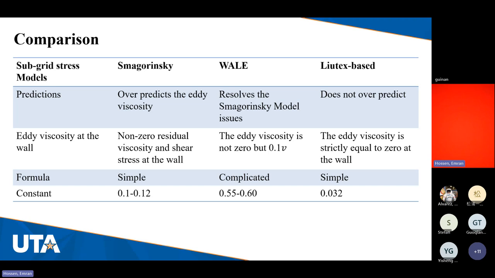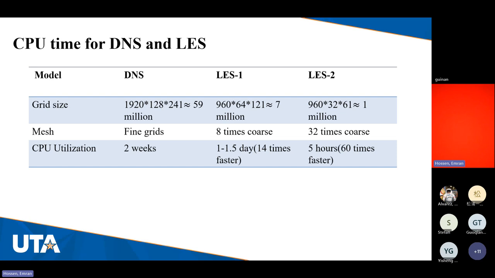If you compare the formulas, the Smagorinsky model is simple, the wall model is complicated, and the Liutex-based model is pretty simple. The constants are also compared here: Smagorinsky is 0.1 to 0.12, the wall model is 0.55 to 0.60, and Liutex-based is 0.032. The next one, the CPU time for DNS and LES.